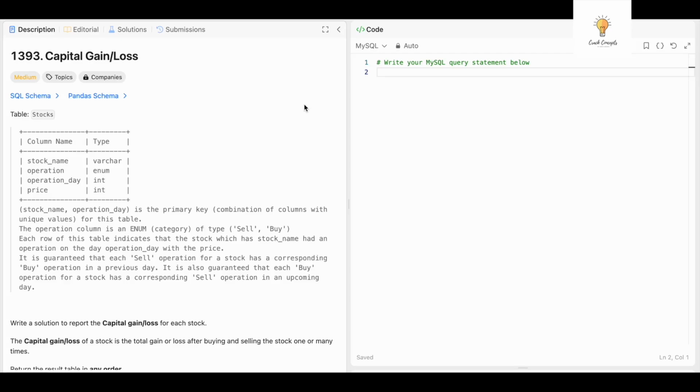Today we will be solving a SQL Leetcode which is of the medium category.